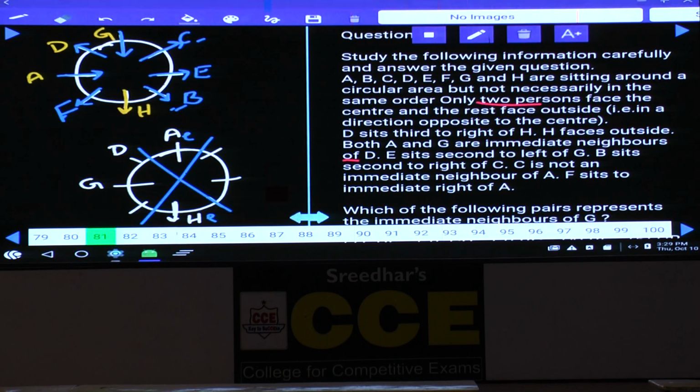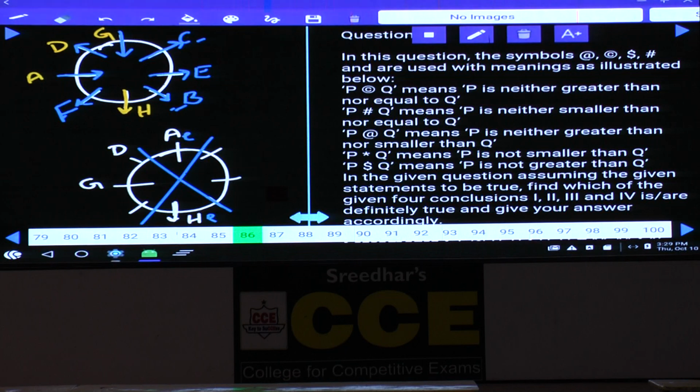Yes, write down this arrangement 81 to 85. Once you have written this one, then let us start working question numbers 86 to 90. Now this 86 to 90 is based on coded inequalities.